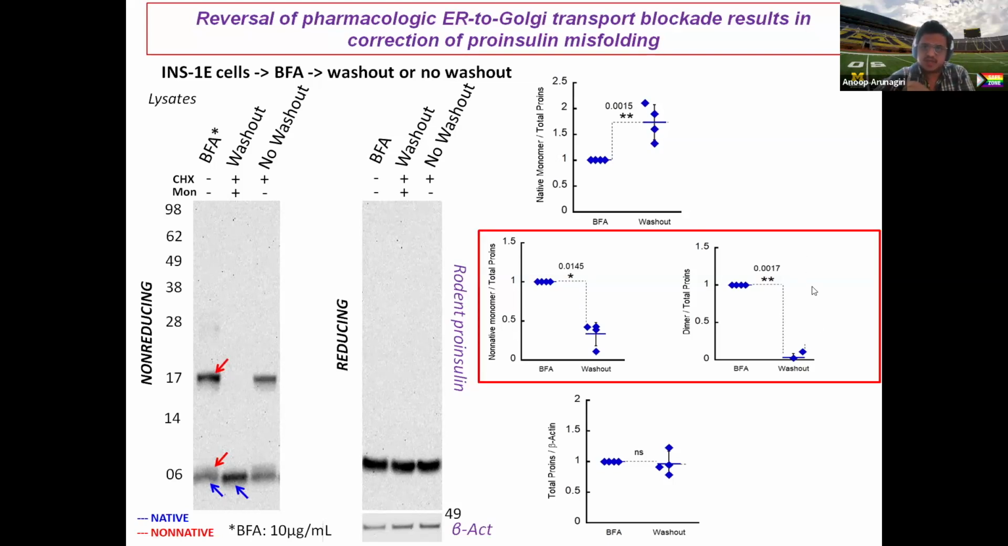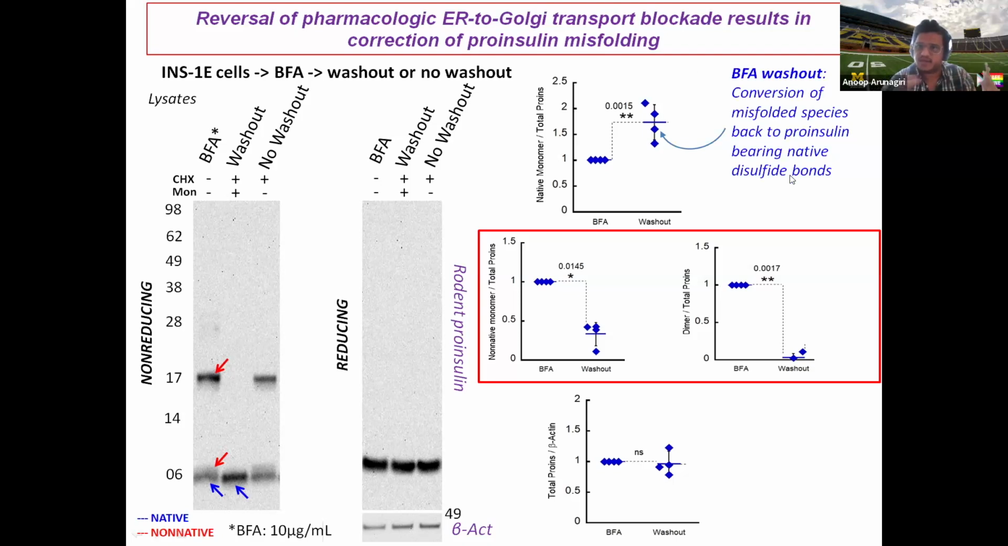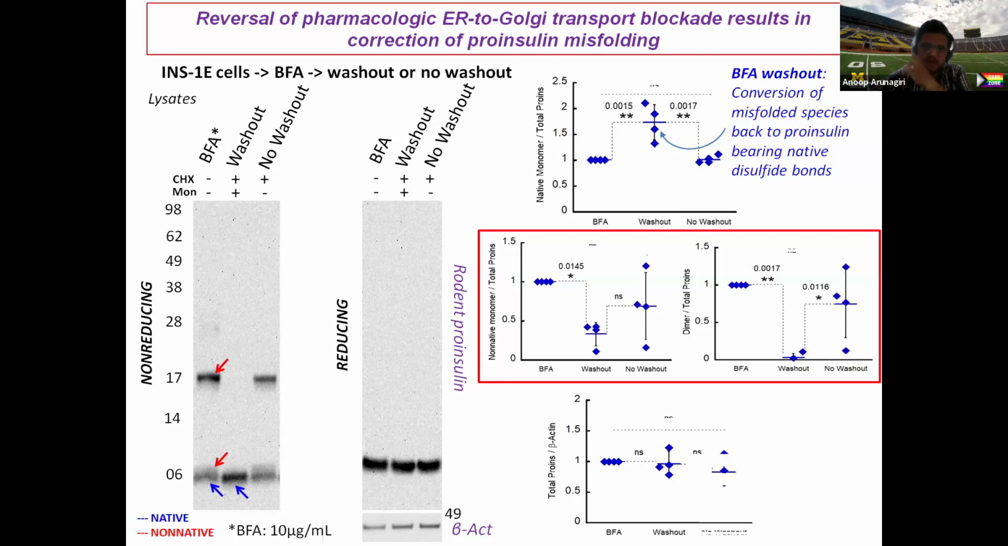So you can see this on the graph plotted on the right. As we wash out, the dimer vanishes, non-native monomer goes down, and the native monomer suddenly comes up from nowhere. So we think that the conversion of the misfolded species back to the native disulfide-bearing protein is something really new and important. So we understand from this that blocking trafficking will lead to problems. If you do not do a washout, you will just see the same result. Those are the third data on the graph. But if you wash out or remove the traffic block, you fix folding.